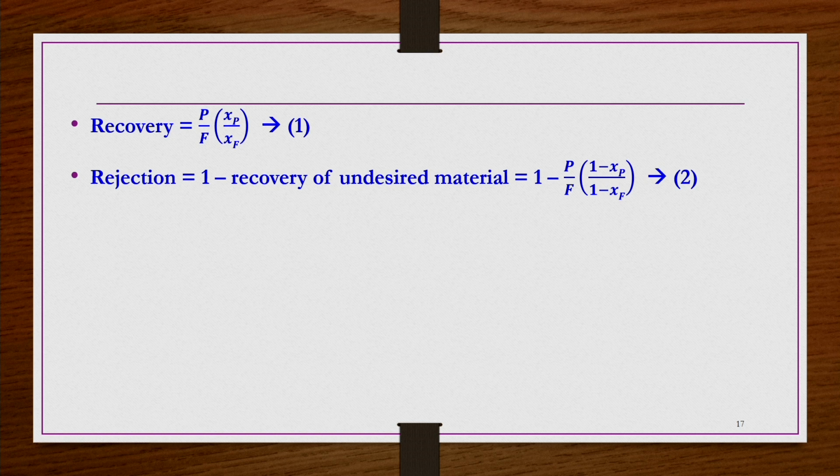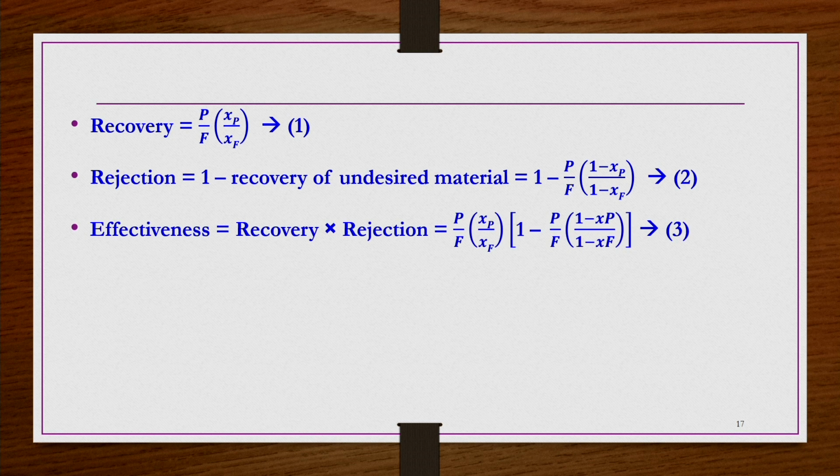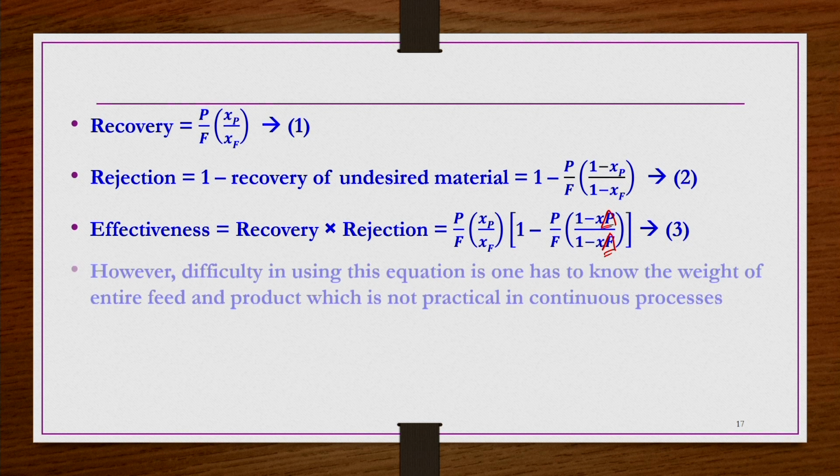Then effectiveness is nothing but the product of these two. So, when you multiply them, you get P by F, XP by XF, multiplied by 1 minus P by F, 1 minus XP by XF. This P, F are kind of suffix, they are not multiplication. This is X suffix P and this is X suffix F.